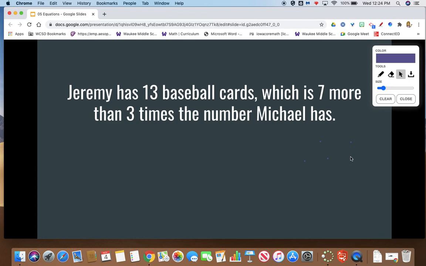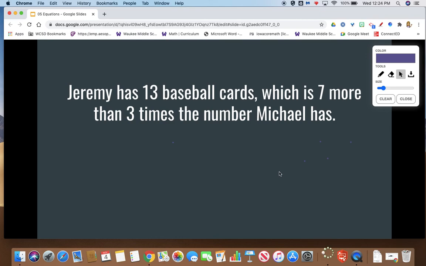Try this one on your own. Jeremy has 13 baseball cards, which is 7 more than 3 times the number Michael has. Pause the video, think about your total on one side and the expression that will equal that total on the other side. Then try solving. Press play when you're ready to see the answer.